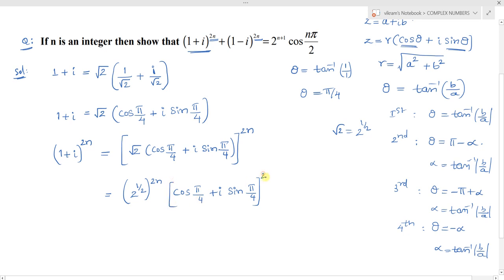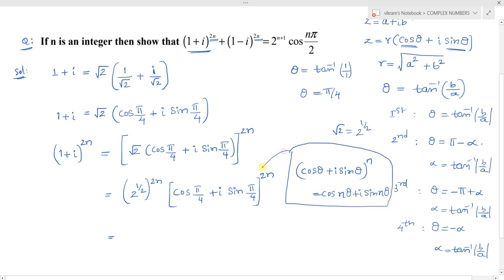Okay, now here we can apply De Moivre's theorem. So what is De Moivre's theorem? (cos theta plus i sine theta) whole power n can be written as cos n theta plus i sine n theta, which is our De Moivre's theorem. Now we need to apply this in this step.